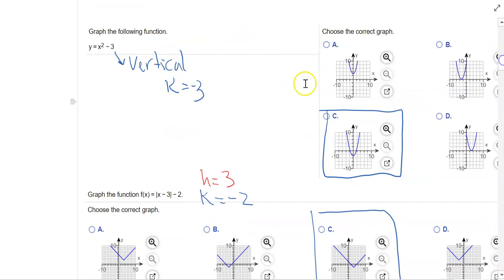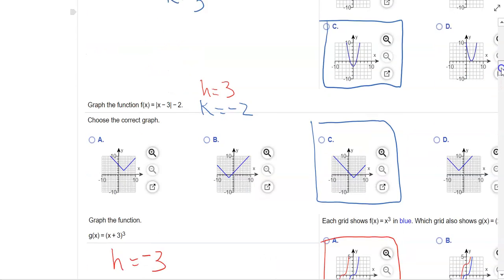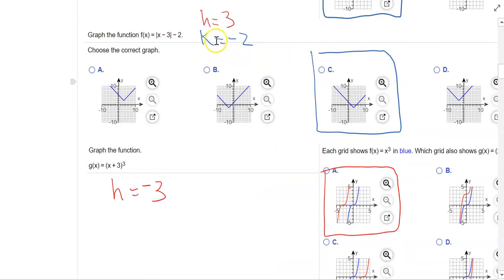In this next one, we can see here that k is equal to -3. That means I am moving a square function or a parabola down 3, as you see there in c. In this next one, we have horizontal movement. Our h is 3. Our vertical movement is -2, so we're moving to the right and down 2 for an absolute value function. It has that V shape.